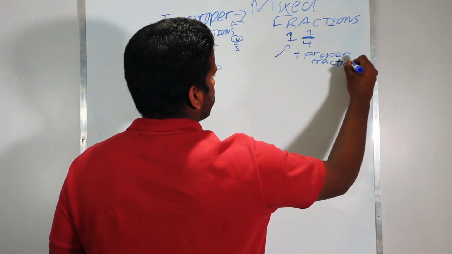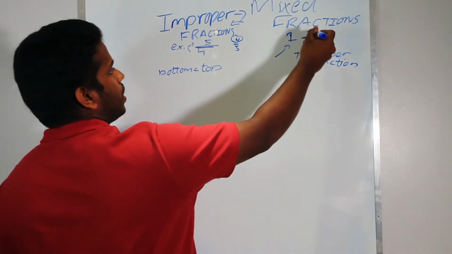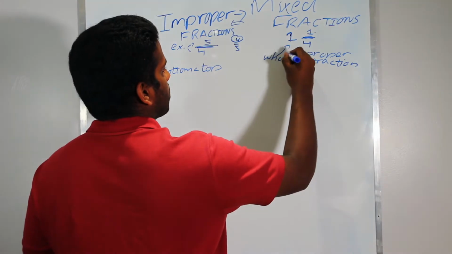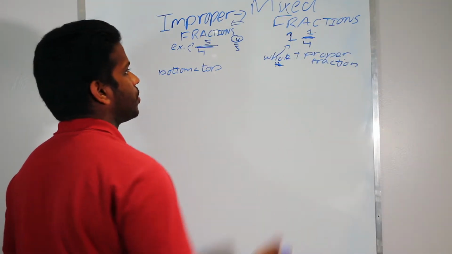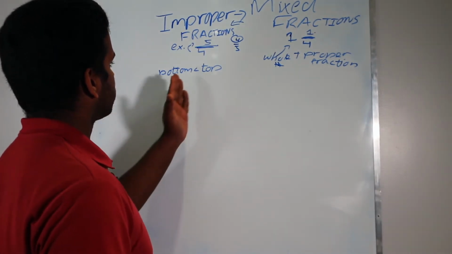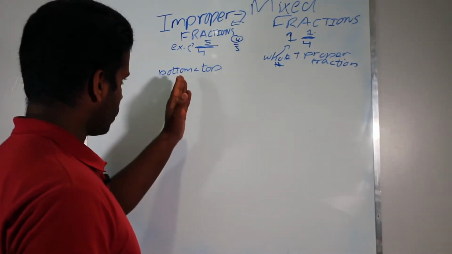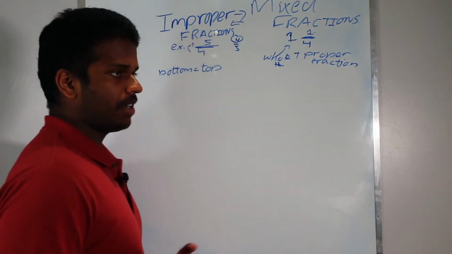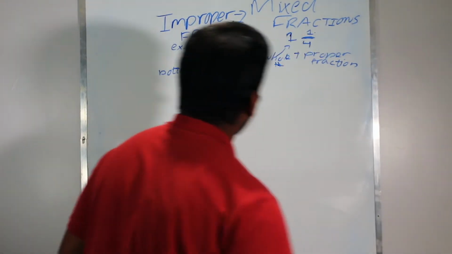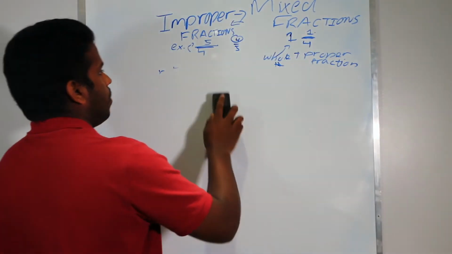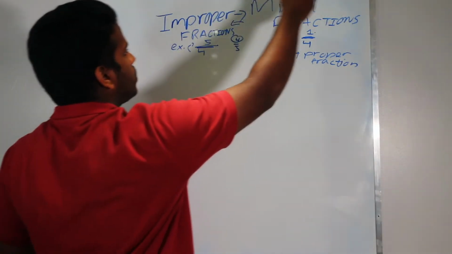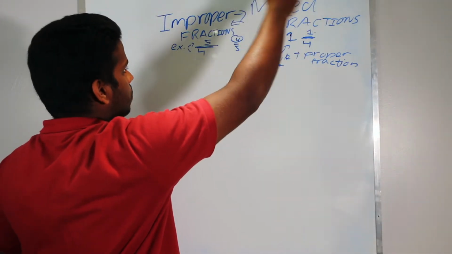A proper fraction is the opposite of improper, so the numerator is less than the denominator. And you have a whole number plus a proper fraction. So that is a mixed fraction, and an improper fraction is where the bottom is less than the top, the numerator is greater than the denominator. So this is what improper fractions and mixed fractions are. We will now take a look at how to convert them. Let's start from improper fractions to mixed fractions.